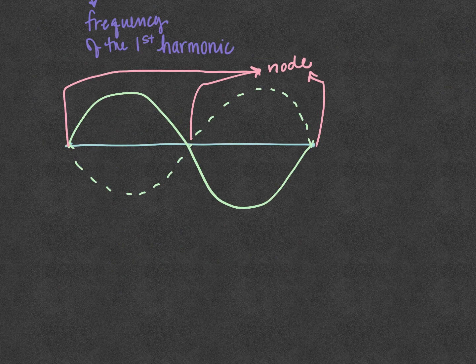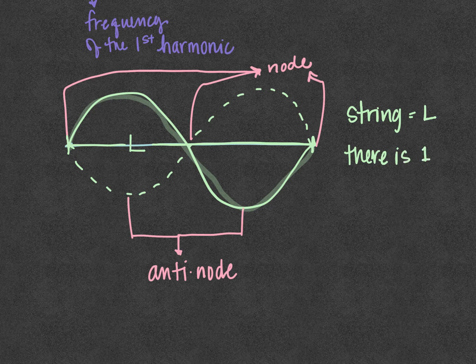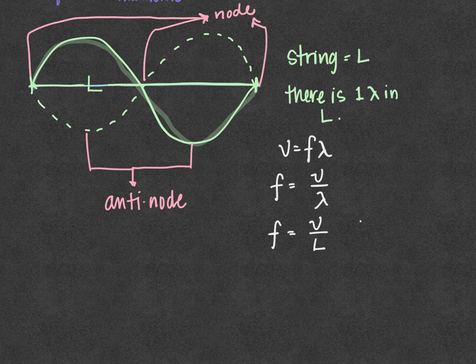Our second harmonic would have 2 loops, 3 nodes and 2 antinodes. Again, looking at this wave, I see one full wavelength in the length of the string. So if the whole length of the string is L, then in this length there is one full wave. So 1 full wavelength in this length of string. And if frequency is speed over wavelength, then the frequency would be equal to the speed divided by the length. That's for the second harmonic.